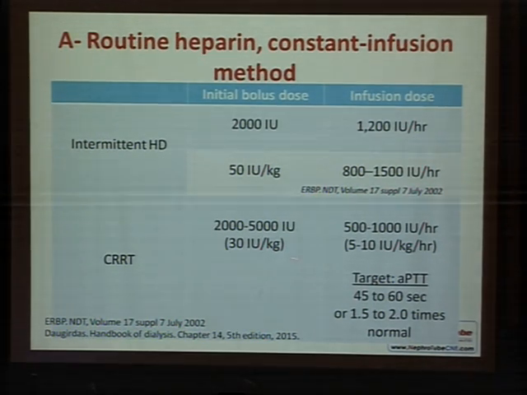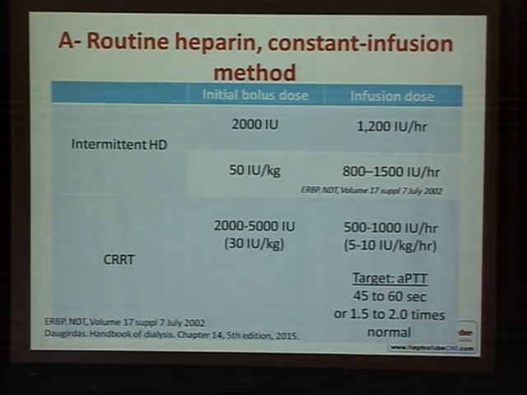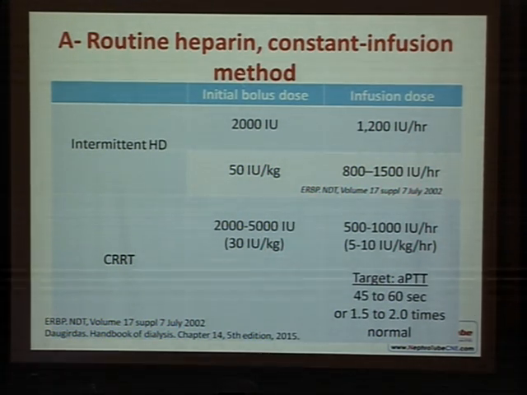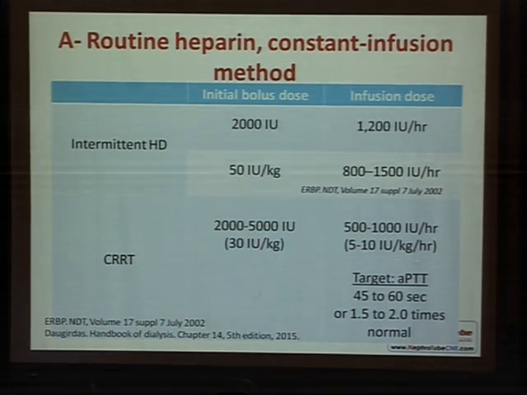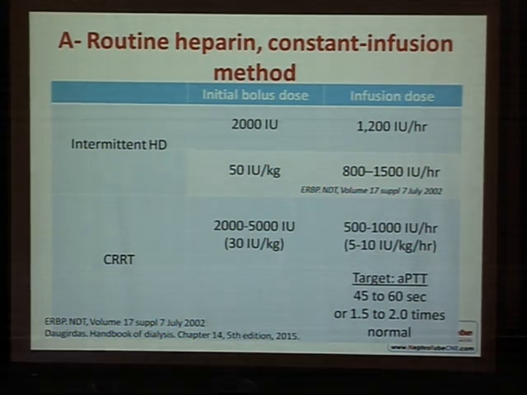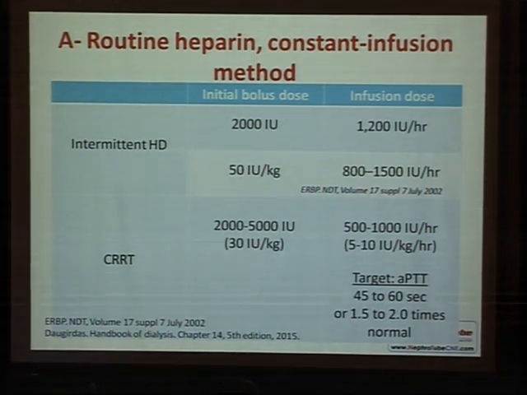If heparin is used for CRRT, one of the most famous recommendations is to use 30 international units per kilogram as an initial bolus, followed by about 5 to 10 international units per kilogram per hour as an infusion dose over the whole dialysis session, targeting an activated partial thromboplastin time of 1.5 to double the normal time.